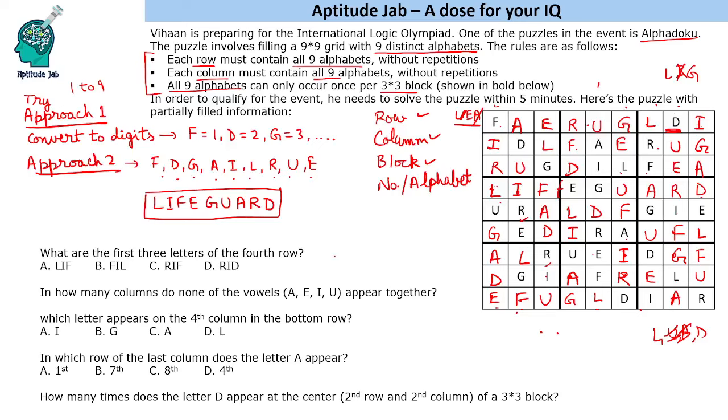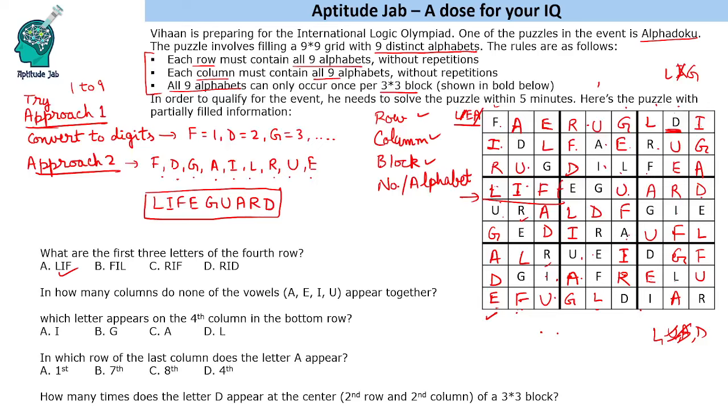First three letters of the fourth row. So first three letters are L, I, F. How many columns do none of the vowels A, E, I, U appear together? So in the first column, if you see I, U, A, E, all are separate, one column. In this case, U and I are together. In this case, I and U are together. Here also we have together. Here also we have together.